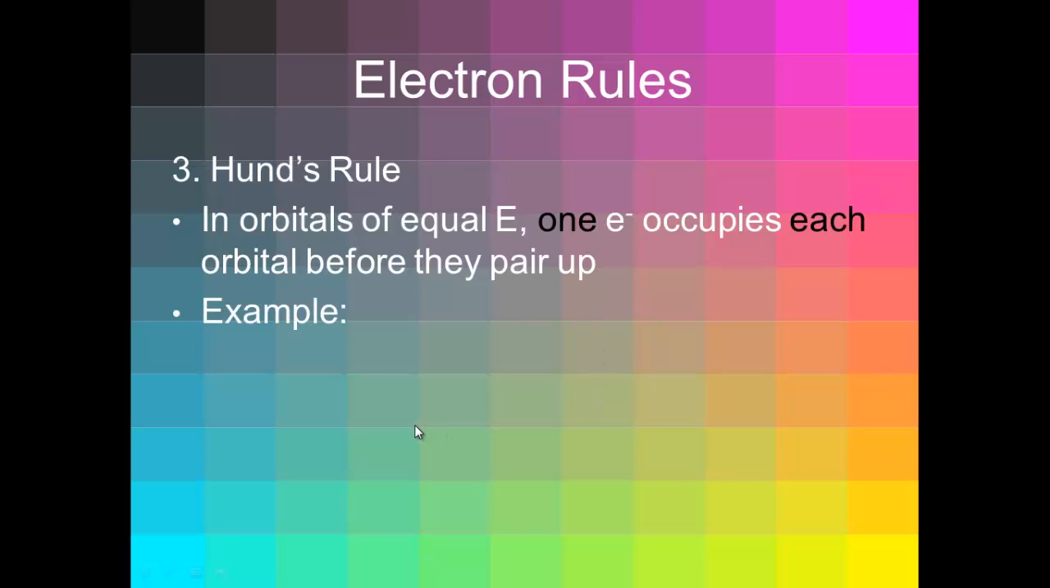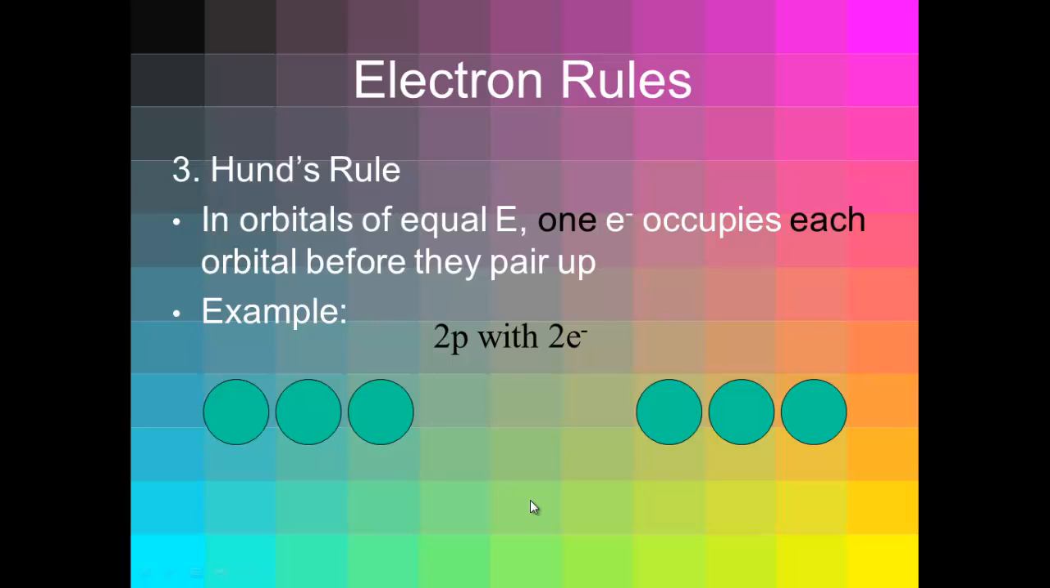So we're going to do a right example and a wrong example. And instead of drawing houses on the PowerPoint, we'll just use circles to represent electron houses. And we're going to take the second energy level, the P sublevel, so that's energy level 2, P Street, which has 3 houses, and we're going to put 2 electrons on P Street. And as we do that, remember, 1 electron occupies each orbital before they pair up. So here we're going to have our correct example and our incorrect example.